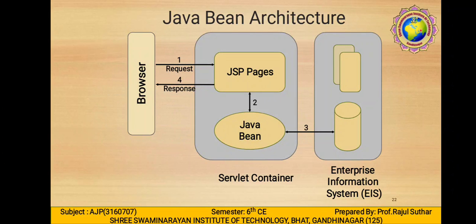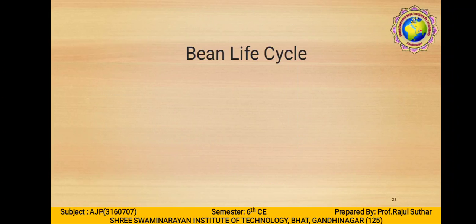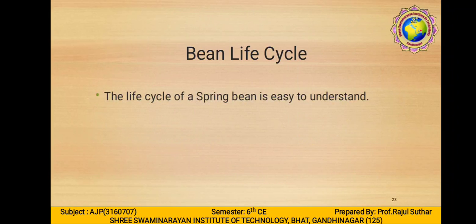Here is the architecture. This question was asked in the GTU exam, a 7 marks question. It will handle the request from the browser and JSP will pass the request to the servlet container, Java Bean, as well as the Enterprise Information System, EIS, also responsible for all these requests. Then this response will be sent to the client browser. So this is a simple architecture of Java Bean. Let me discuss the Bean life cycle.